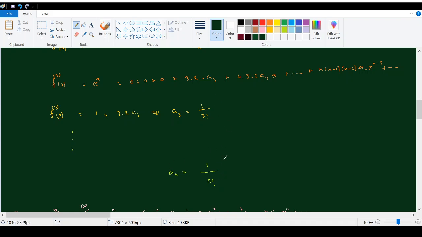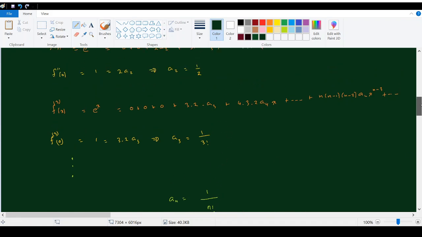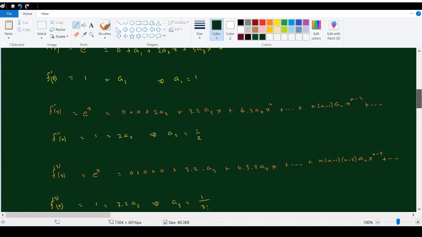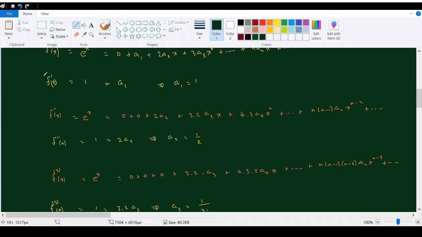And now the other thing is, here 1 means the derivative of f evaluated at 0, right? So this is the derivative of f at 0, and this is the second derivative.